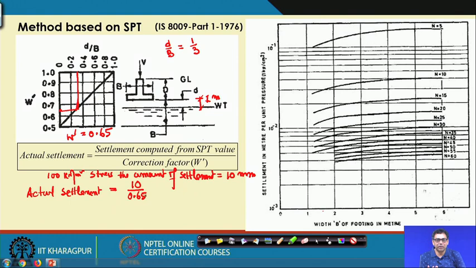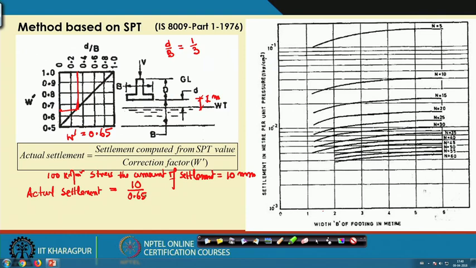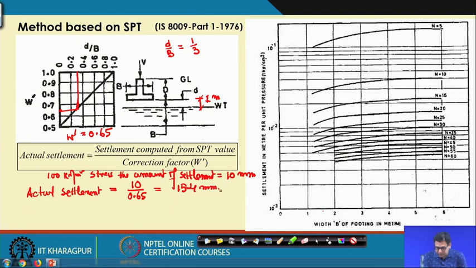Okay? Because in the settlement, water will always create a negative effect. And for the bearing, you have to multiply with this correction factor, because bearing capacity will be reduced because of the water table rise. So, this is the 10. So, that means our actual settlement is 15.4 millimeter.